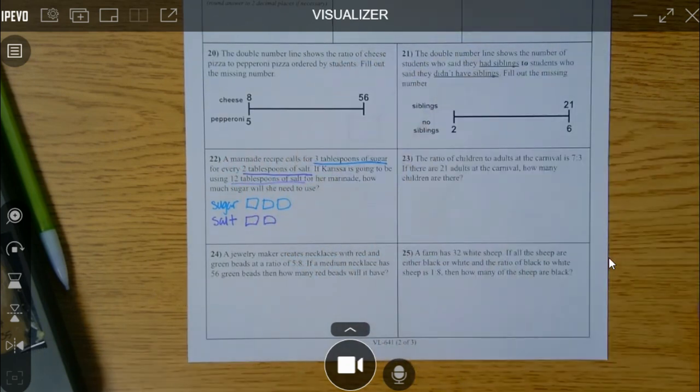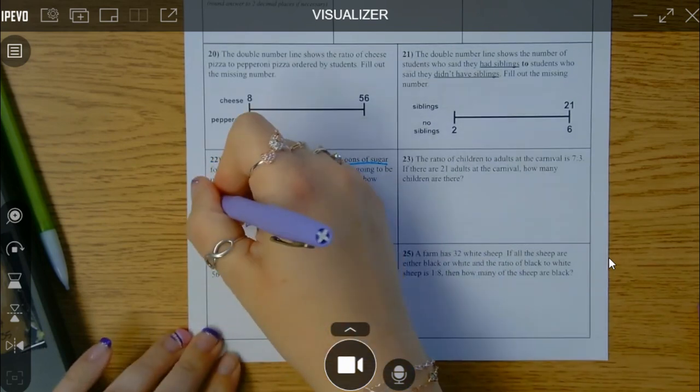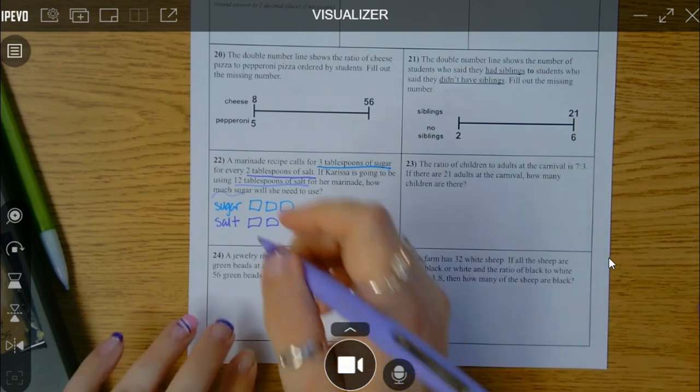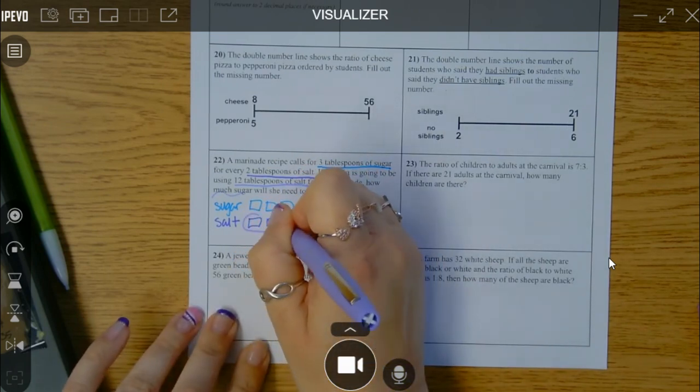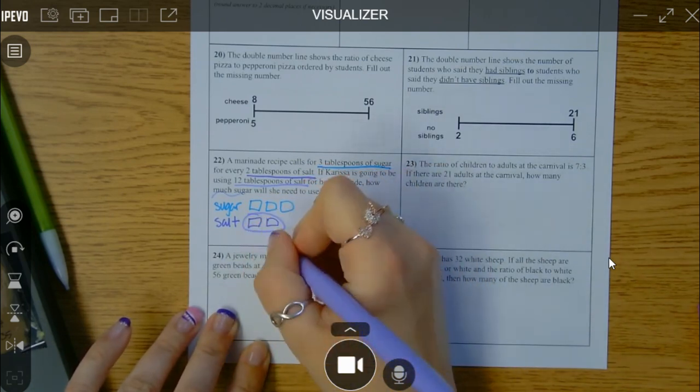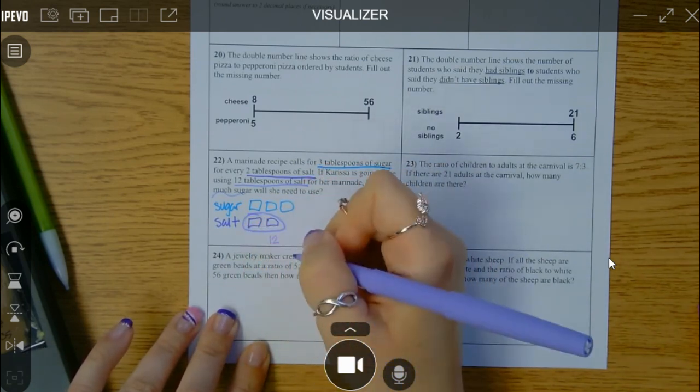Then it says, okay, Carissa is going to be using 12 tablespoons of what? Salt for her marinade. So then we want to solve for how much sugar will she need to use. Okay, so that 12 is talking about what? It's talking about the salt right here, right?